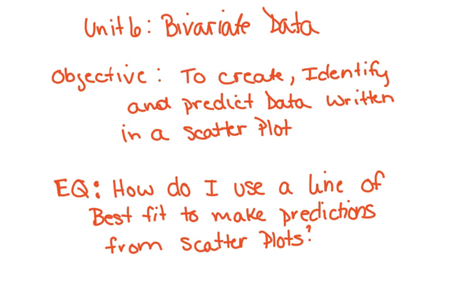Our objective today is to create, identify, and predict data written in a scatter plot. And our essential question is, how do I use a line of best fit to make predictions from scatter plots? If you need to pause the video at any time to write this down, feel free to do so.